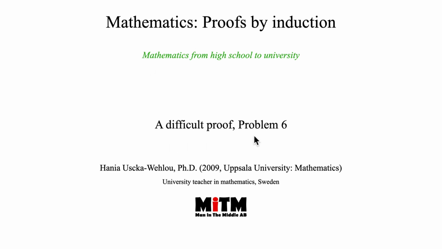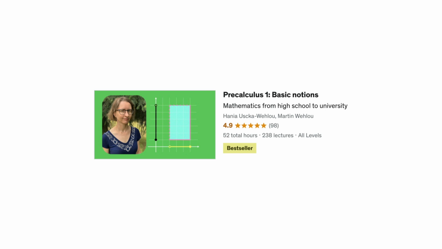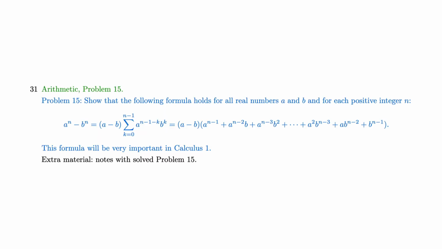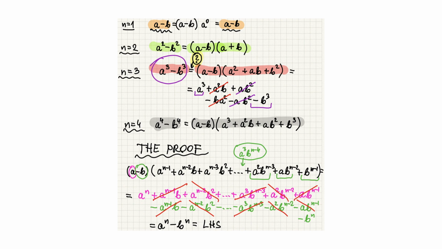A difficult proof, problem number 6. This problem was already present in the Pre-Calculus 1 course, and there it was formulated as problem 15, and this is the formulation here. We have to show that the following formula holds for all real numbers a and b, and for each positive integer number n. And here is the formula.